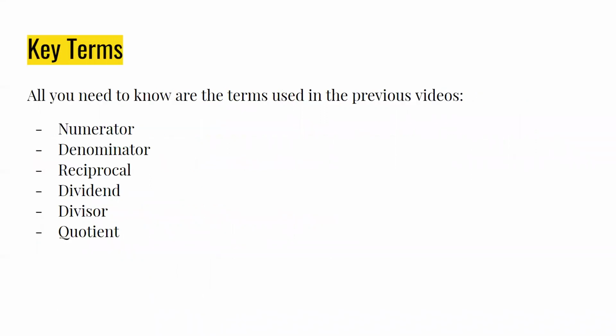Some of the words that you might need to know for this video are numerator, denominator, reciprocal, dividend, divisor, and quotient. These words I already went over in my previous videos, so you should already know what they mean. But if you don't, a quick breakdown is: numerator is the top number of a fraction, denominator is the bottom number of a fraction, reciprocal means a flip of a fraction, dividend is the first number of a division equation, divisor is the second number that divides the dividend, and quotient is just an answer to a division question. My other videos could go more in depth on those terms if you're still confused.